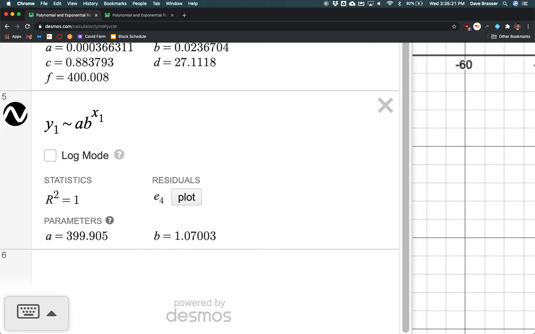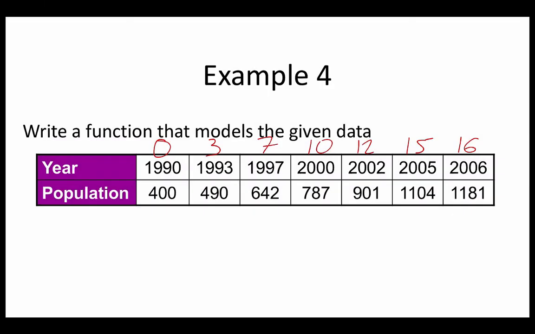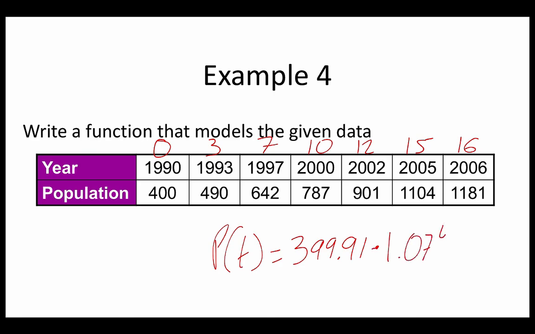Let's jump back into that and jot that down. I would say population as a function of time is about 399.91 times 1.07 to the t power. In other words, they're gaining about 7% of their population every year.